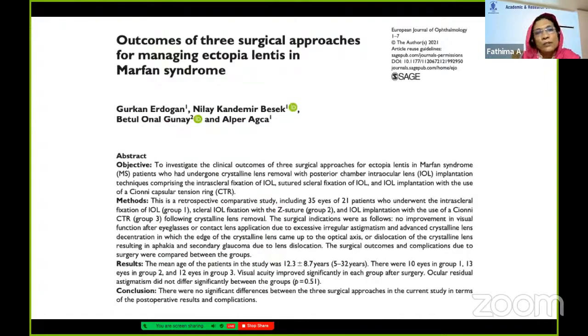I would like to conclude based on this article, where the outcomes of 3 surgical procedures are compared: one is Sioni CTR, another is sutured scleral fixation, another one is intrascleral fixation of IOL. Finally, they have concluded that in all 3 there is no significant difference in the postoperative result and complication. So as it is a surgeon's comfort, one can choose either procedure and treat the patient accordingly.